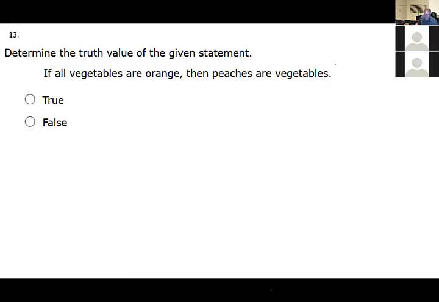Now here you have to know a little bit about real life. For example, are all vegetables orange? I would say no, so that'd be a false statement. Can't you think of plenty of vegetables that aren't orange? So that's a false statement. Are peaches vegetables? No, I think peaches are fruits. So that would be false. And then you've got an if-then.